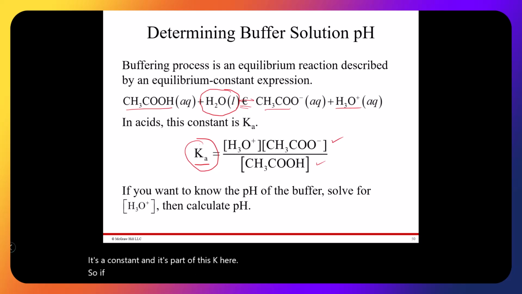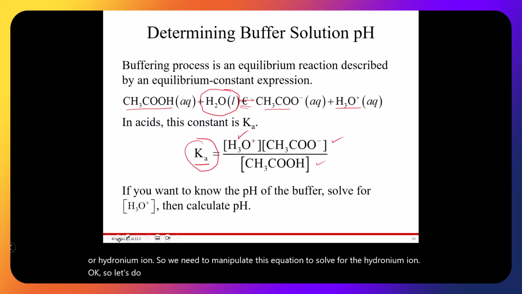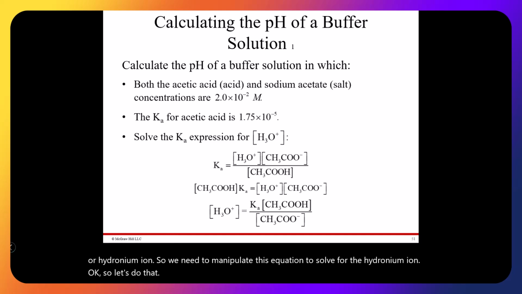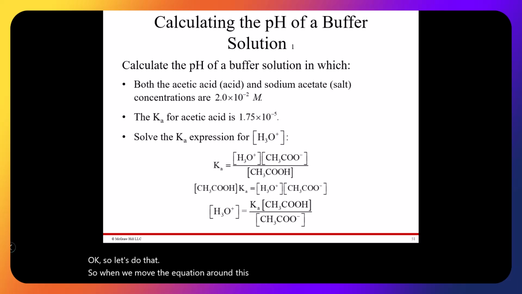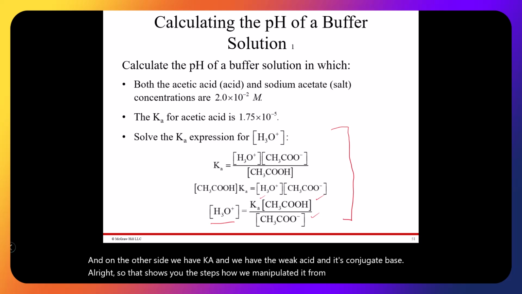So if you want to solve for pH, we know pH is the negative log of the hydrogen ion concentration, or hydronium ion. So we need to manipulate this equation to solve for the hydronium ion. Okay, so let's do that. So when we move the equation around, this is what it looks like. Hydronium ion all by itself. And on the other side we have Ka, and we have the weak acid and its conjugate base. Alright, so that shows you the steps of how we manipulated it from the previous slide.